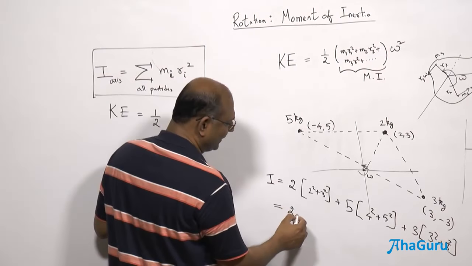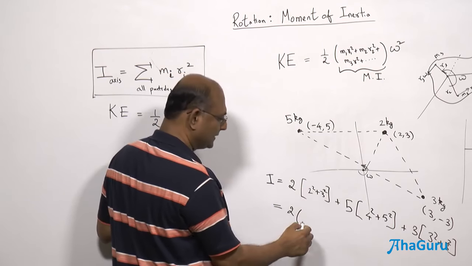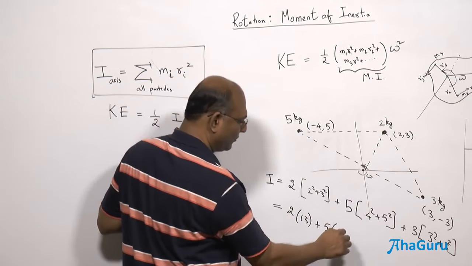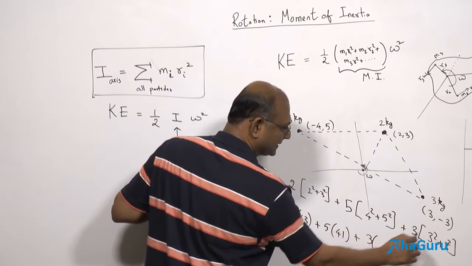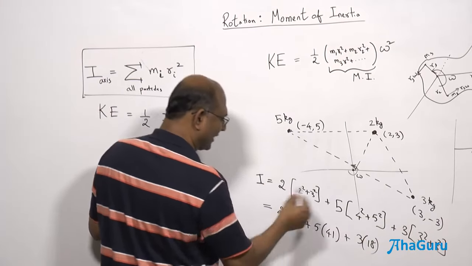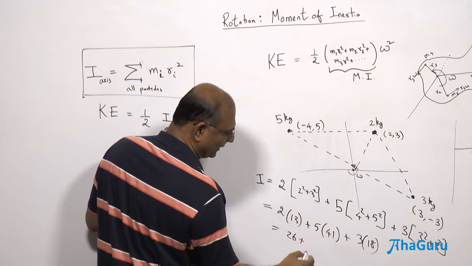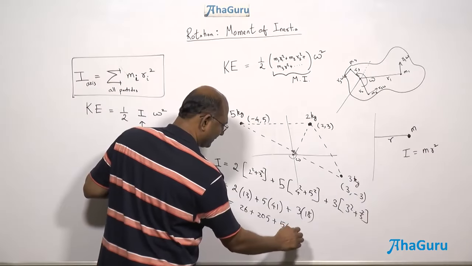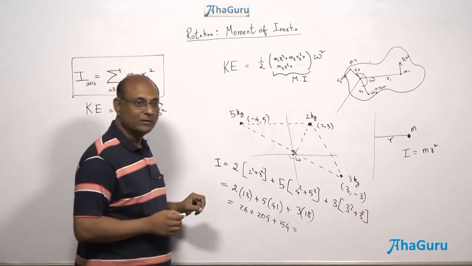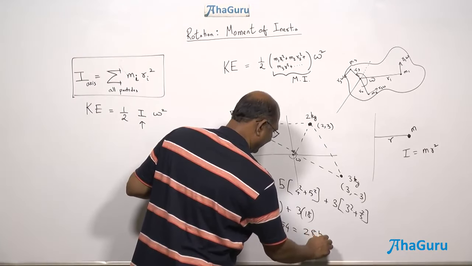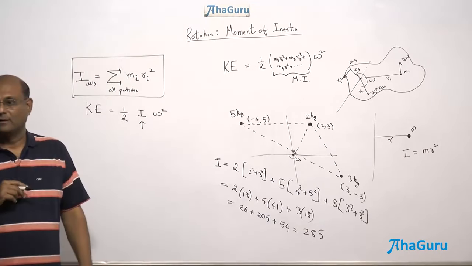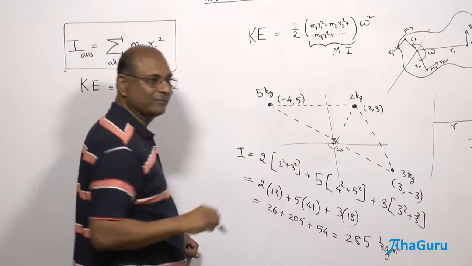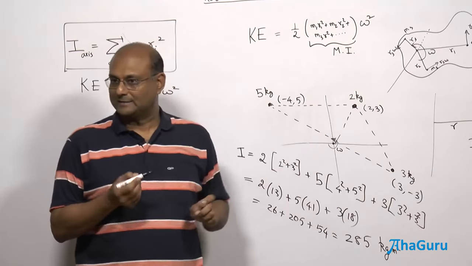Okay, how do I calculate this? 2 times 4 plus 9, 13, plus 5 times 16 plus 25, which is 41, plus 3 times 9 plus 9, 18. So what is the total answer? This becomes 26 plus 205, right? 205, and 18 into 3, 54. How much do you get? 285. What units do we get this in? Kilogram meter square. Kg meter square would be the SI unit. So I assume that all these were in meters, like I told you earlier.